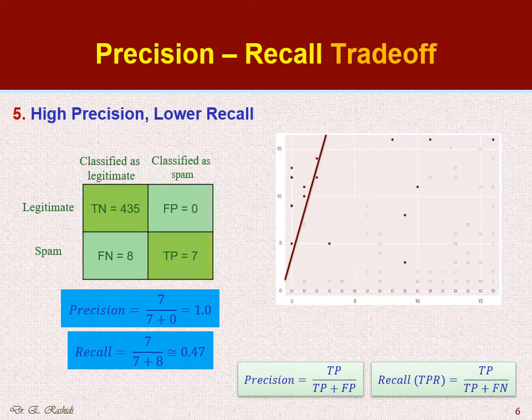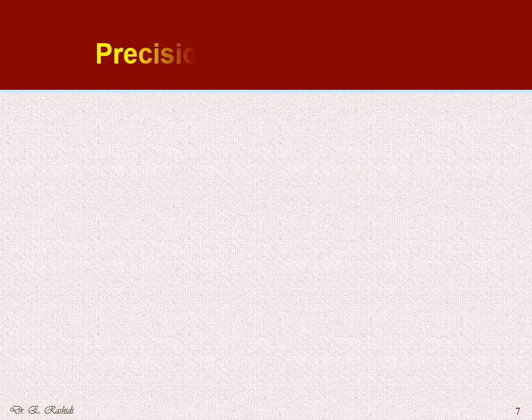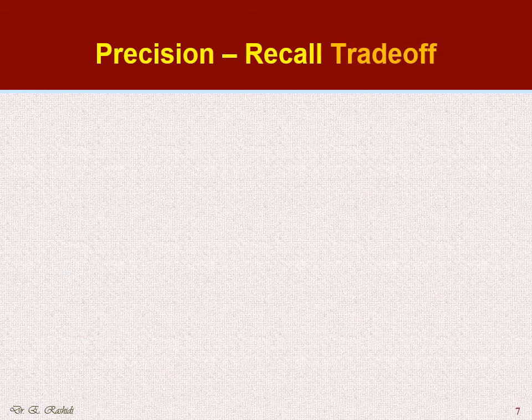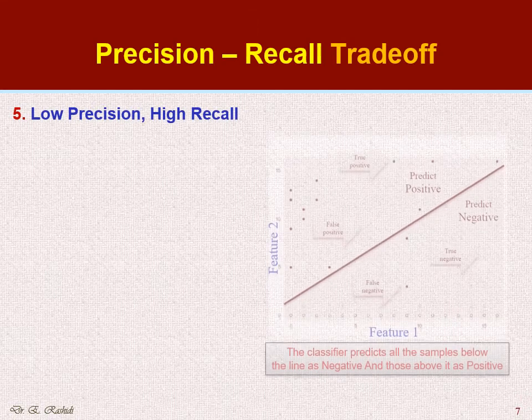This is the trade-off that we will always face when we want to deal with precision or recall. Increasing precision would result in decreasing recall, and increasing recall would result in decreasing precision. Because of the precision recall trade-off, if we want to increase recall, that would lead to lowering the precision. Let's go back to our email classification problem.